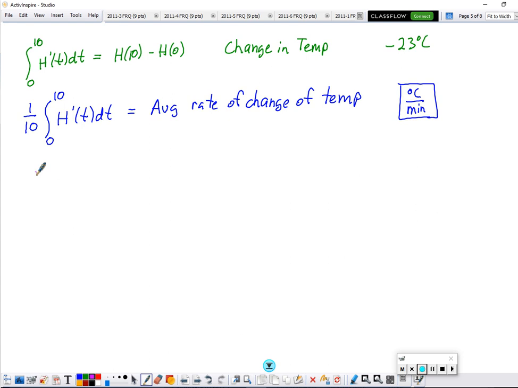Yes, if we had a graph of H prime, this would also correspond to the area we see on the graph of H prime. However, area above counts positive, area below counts negative. This basically is, actually we can do it. So this negative 23 divided by 10 means that on average the temperature is changing by 2.3 degrees Celsius per minute, negatively.